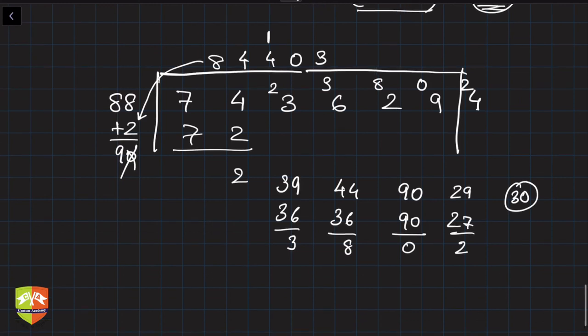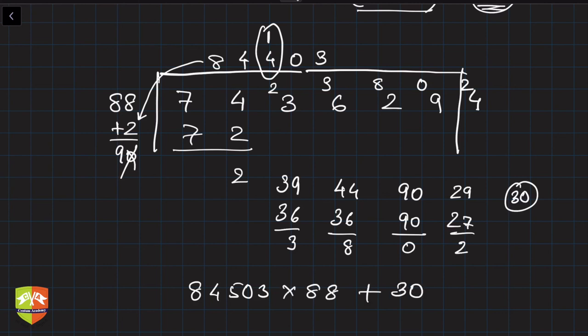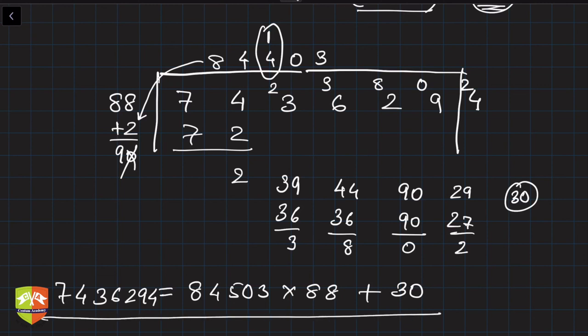So hence your quotient is 84503. Why 5? Because you have to add this 1 plus 4, 503 into 88 plus 30. This is the remainder, and the dividend is 7436294. Okay, 7436294 is equal to 84503 into 88 plus 30.